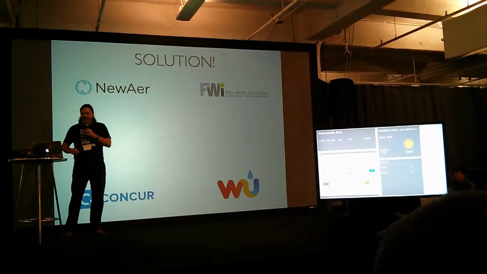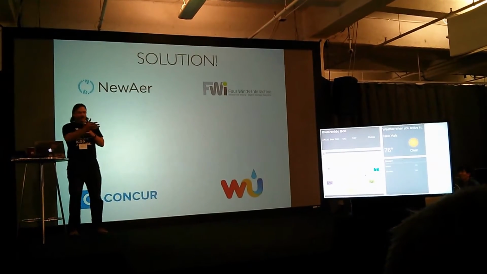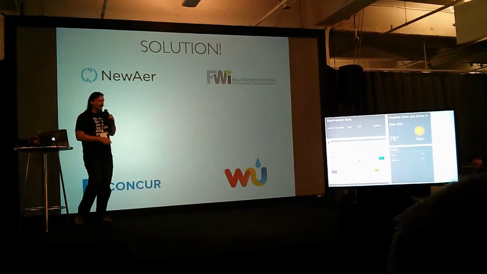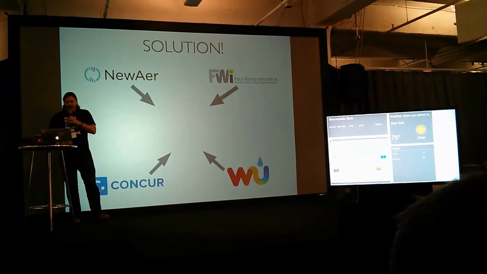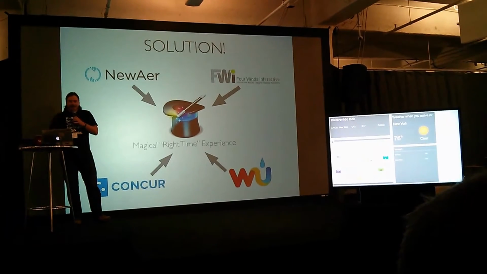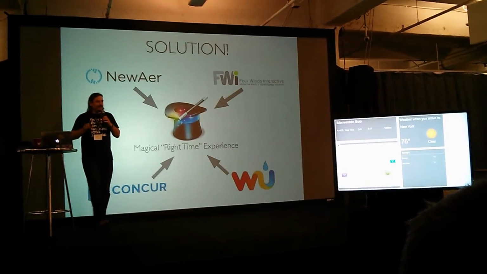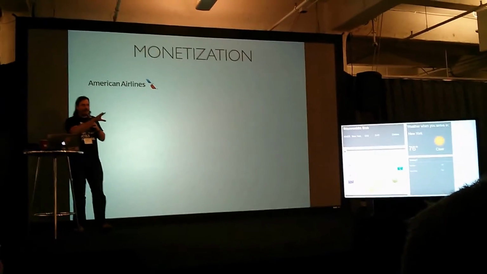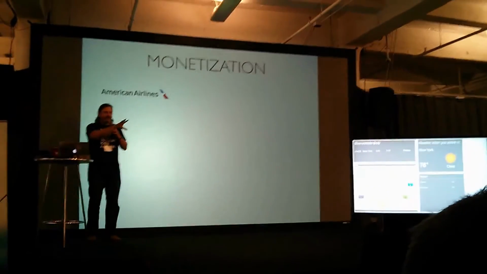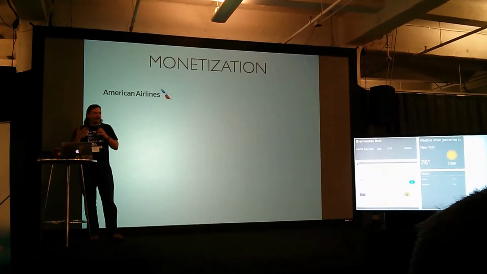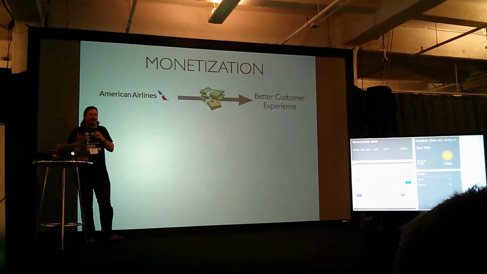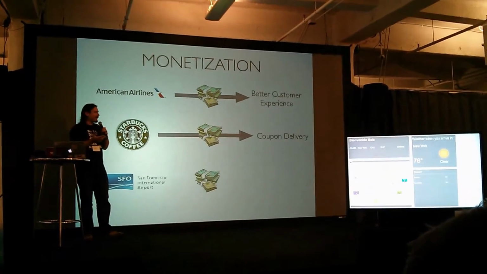So our solution is to combine Newware, Four Winds Interactive displays that are already in the terminals, and we use the Concur API and the Weather Underground API to solve the problem. And the idea is that we want to deliver the magical right time experience using these signs. So what we've done is we built a system that, as you get near a sign, it displays information that's relative to you using the Newware proximity platform. We can monetize that by providing a better customer experience for American Airlines customers.